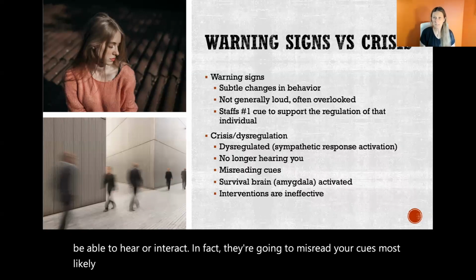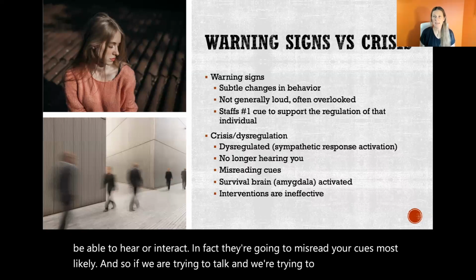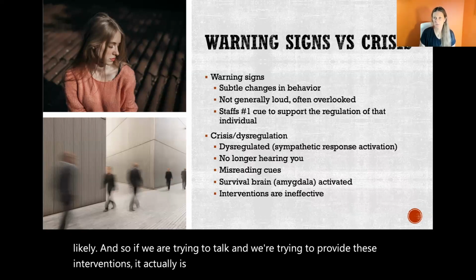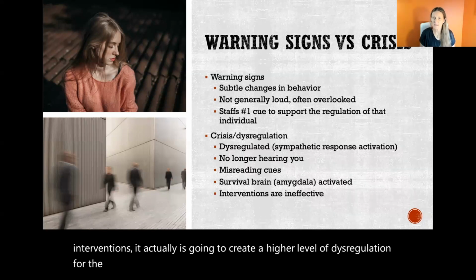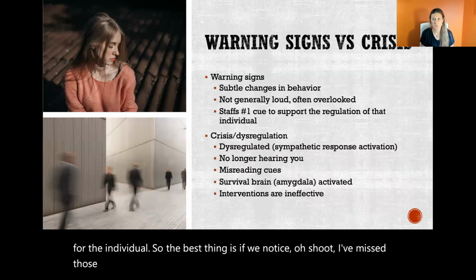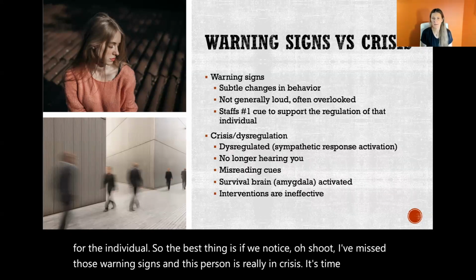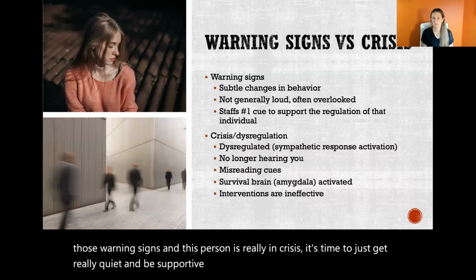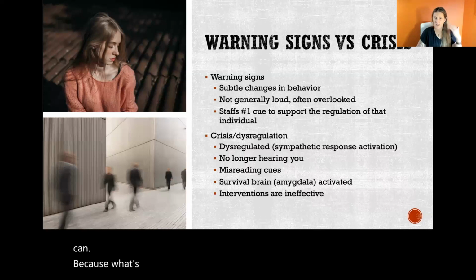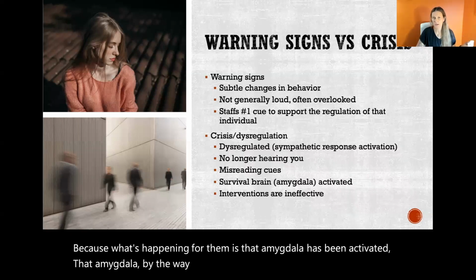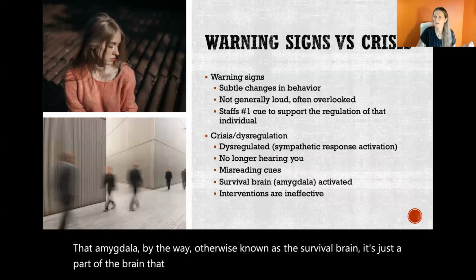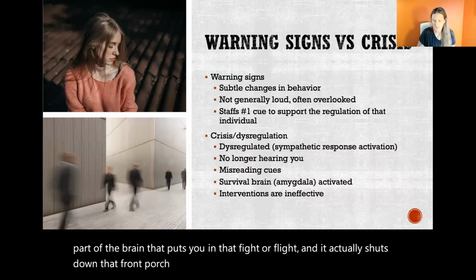And so if we are trying to talk and provide these interventions, it actually is going to create a higher level of dysregulation for the individual. So the best thing is, if we notice, oh, shoot, I've missed those warning signs and this person is really in crisis, it's time to just get really quiet and be supportive, validate their experience, and track it as you can. Because what's happening for them is that amygdala has been activated. That amygdala, by the way, otherwise known as the survival brain, is just a part of the brain that puts you in that fight or flight. And it actually shuts down that front portion of your brain.